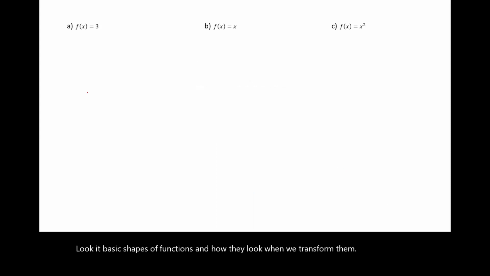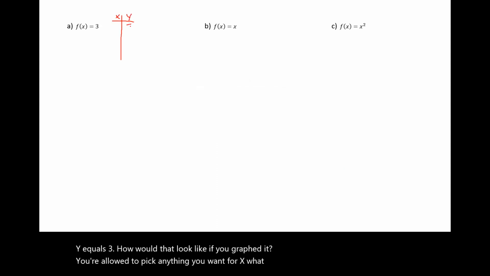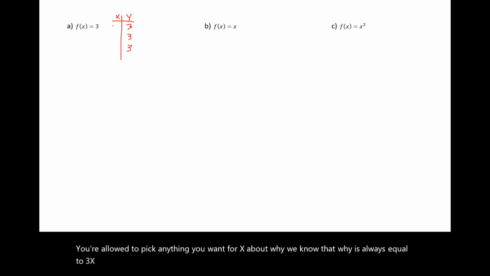Let's look at basic shapes of functions and how they look when we transform them. Y equals 3. How would that look if you graphed it? You're allowed to pick anything you want for x. And what about y? We know that y is always equal to 3. X can be anything you want.